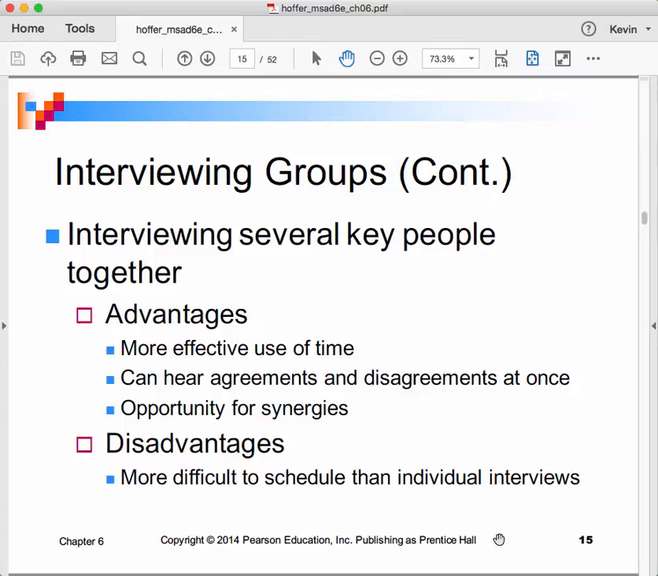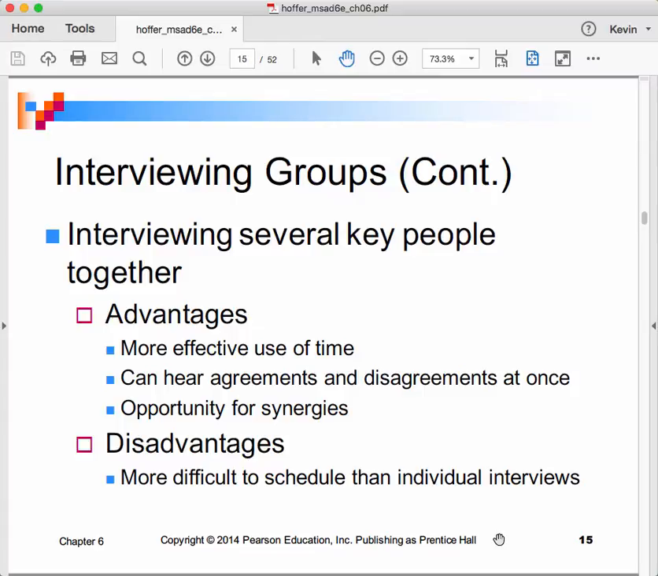So that's a disadvantage. There are other disadvantages not listed here that I think are important to consider, though. One is that some people will not be forthcoming in front of other people. Sometimes the workers will not be forthcoming in front of the boss, or the boss will not be forthcoming in front of the workers, or the boss will not be forthcoming in front of another boss of another area that they see as a competitor, right? So sometimes the group can have a chilling effect on the participation of some of the members. And of course, that subtracts from the effectiveness of the experience.